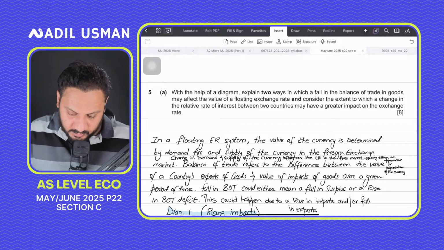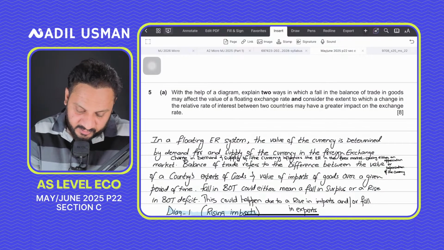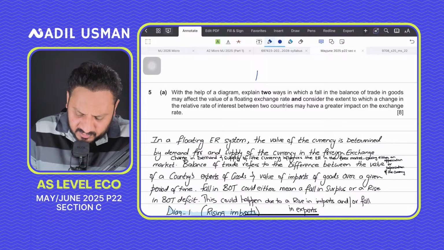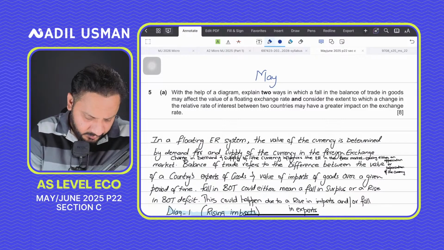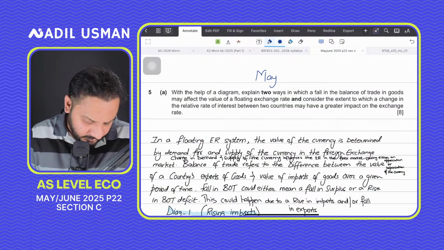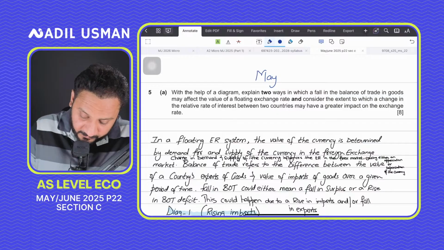We're going to be discussing May June 2025 Section C today. And we'll discuss the important question from Section C, I mean, the question that students usually found confusing. That is question number 5.